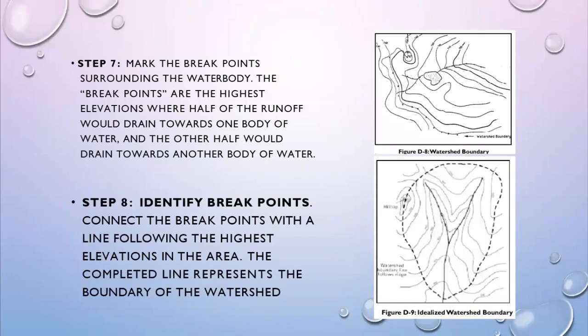The next is mark the breakpoints surrounding the water body. The breakpoints are the highest elevation where half of the runoff would drain towards one body of water and the other half would drain towards another body of water. Next is identify the breakpoints. Connect the breakpoints with a line following the highest elevation in the area. The completed line represents the boundary of the watershed. So here's an example in figure 9.